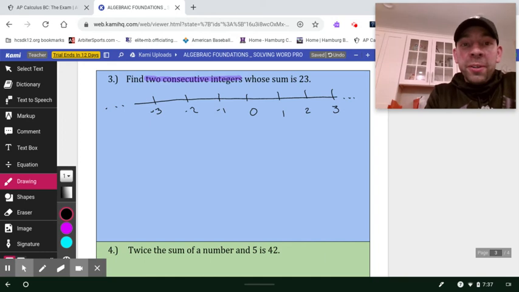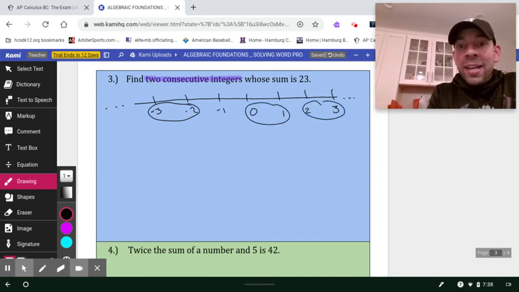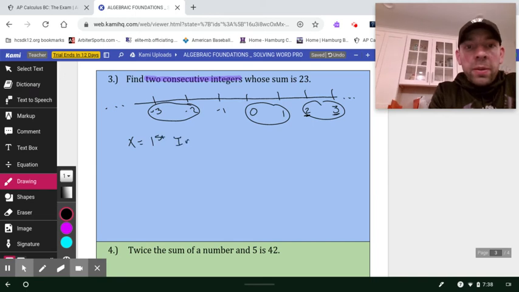But what's guaranteed to be true is that no matter which two consecutive integers you pick, maybe you pick these two, or maybe you pick these two, or maybe you pick these two, the second one is guaranteed to be 1 unit bigger than the previous one. So if we said let x equal the first integer, then we know the next one is guaranteed to be 1 larger. So x plus 1 would be the second integer.